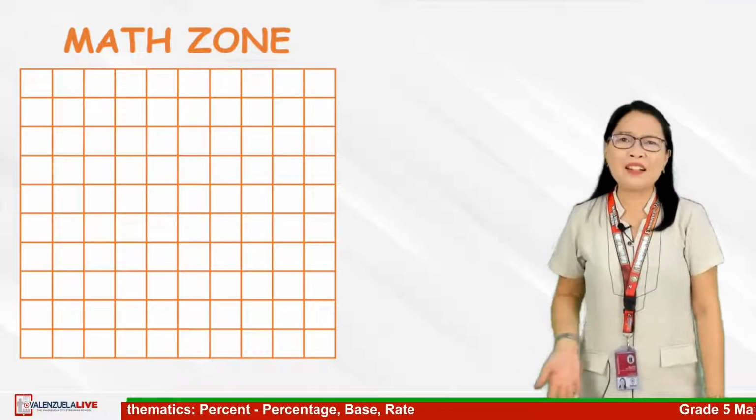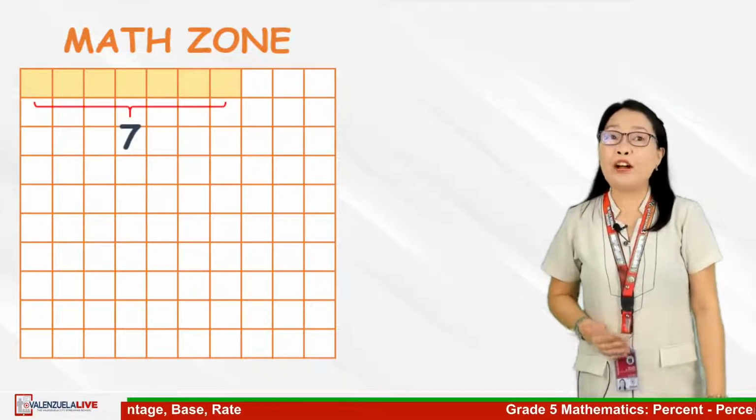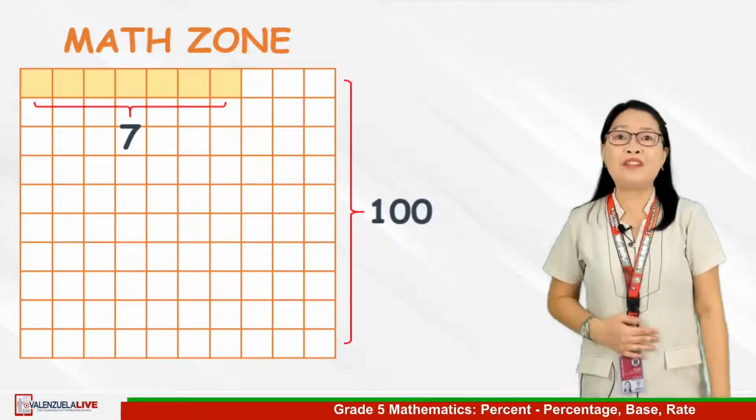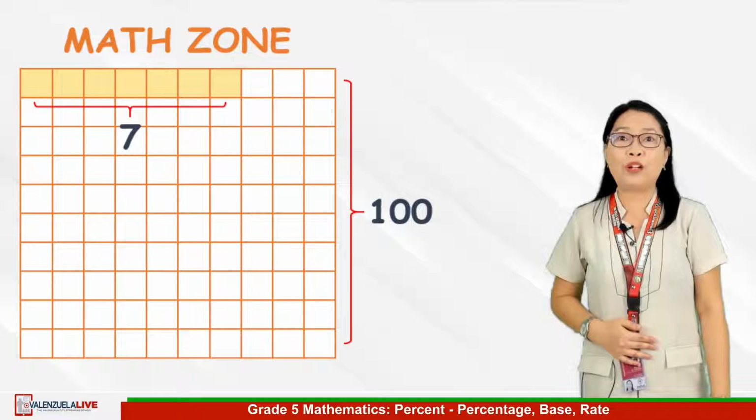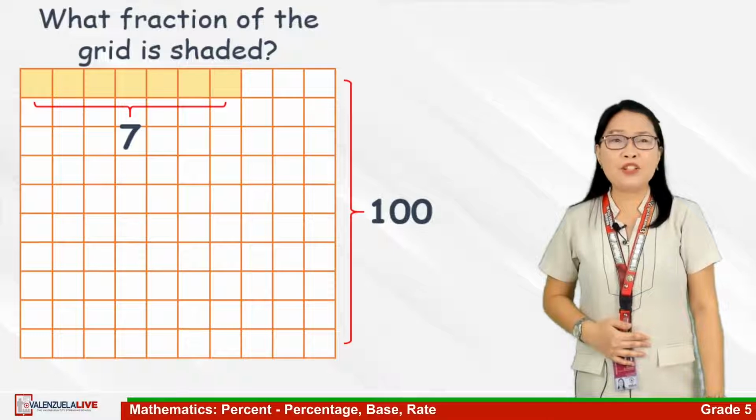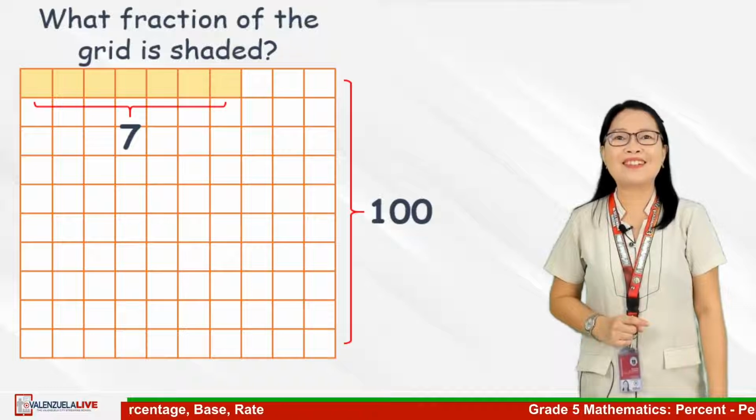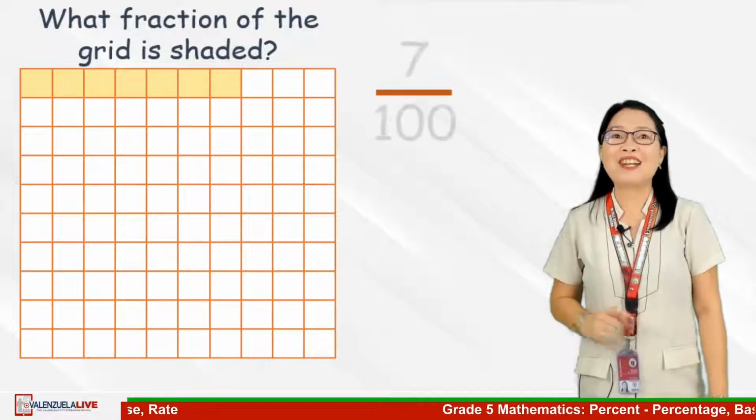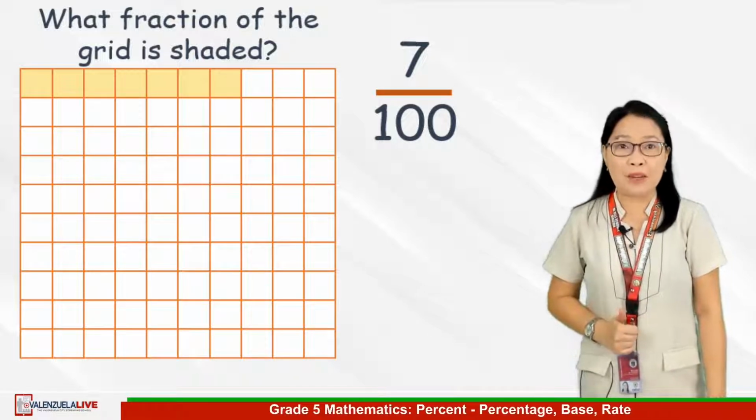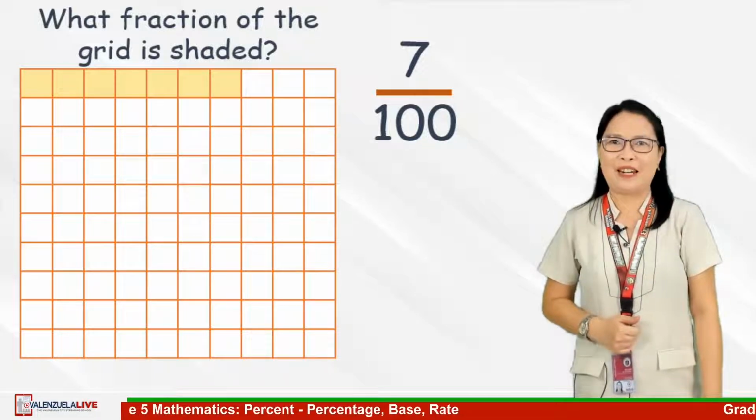Now, just take a look at this figure. You can see how many parts are shaded. We have 7 parts shaded, and the figure is equally divided into 100 equal parts. Now, this is my question. What fraction of the grid is shaded? What is your answer? You can type your answer in the comment box. The answer is 7 over 100. Very good. 7 is the numerator, and 100 is the denominator.